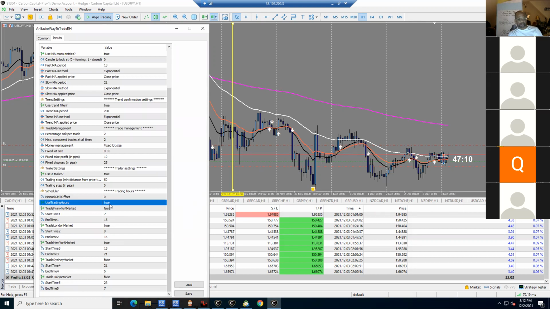But if I put it to true, only trade the Frankfurt market. Put that to true. And then start time, I want it to start and end time. Trade the London market, true.